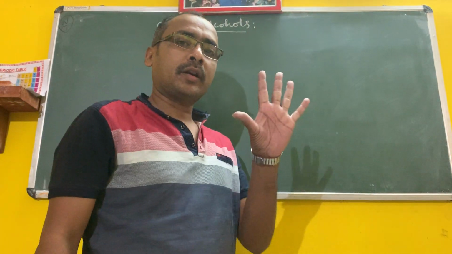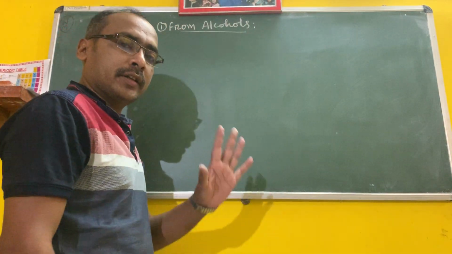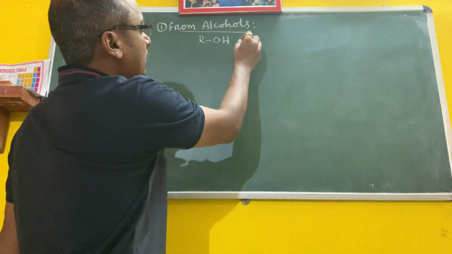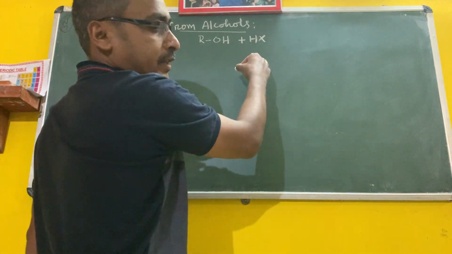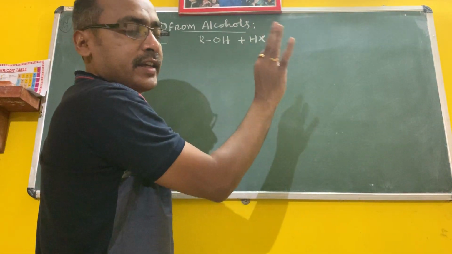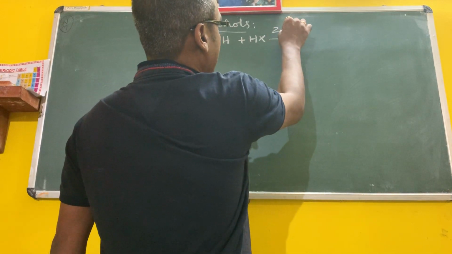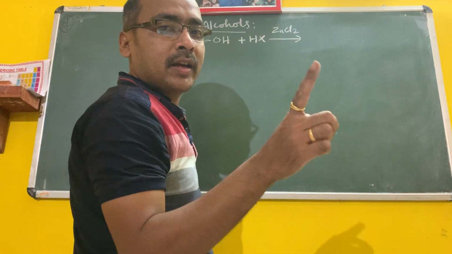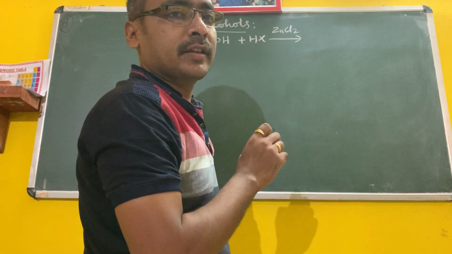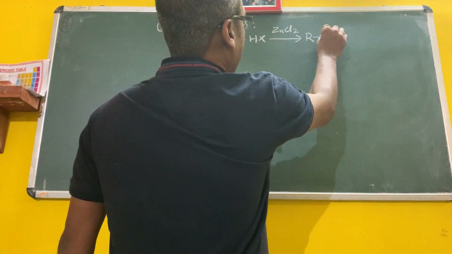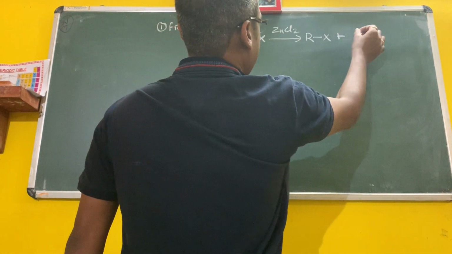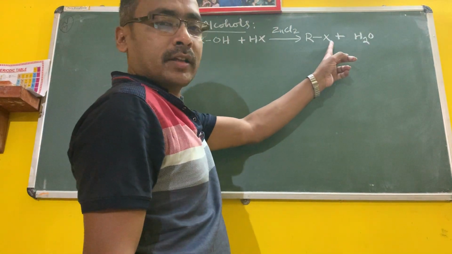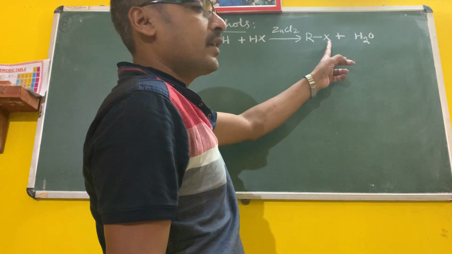From alcohols there are 5 types. You can say that is the first one. This one is alcohol plus HX. HX is your hydrogen halide or hydrohalic acid in presence of ZnCl2. ZnCl2 is your catalyst. HX and ZnCl2 combined is called Lucas reagent. Then it will form RX plus H2O. RX is alkyl halide. In place of X, you take chlorine or bromine.